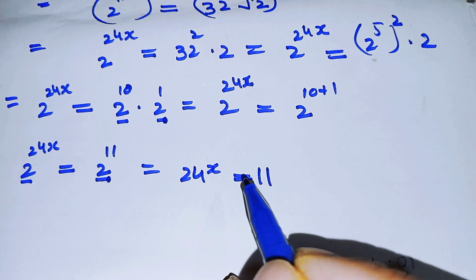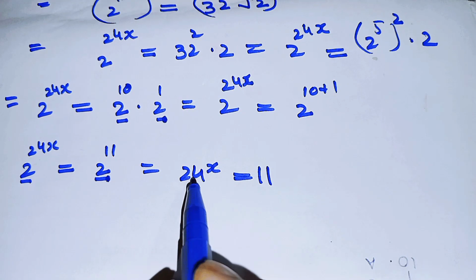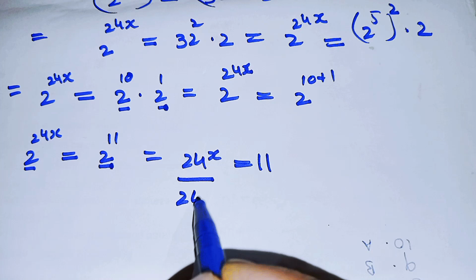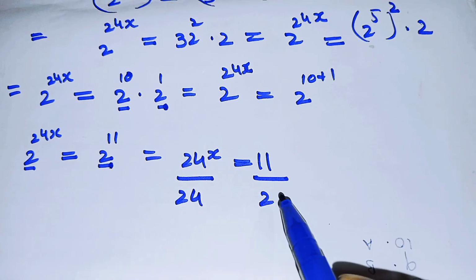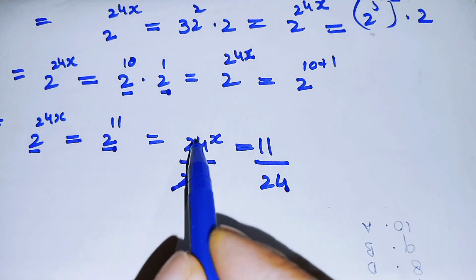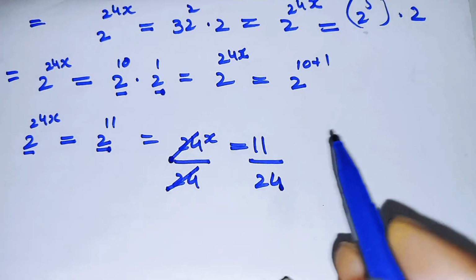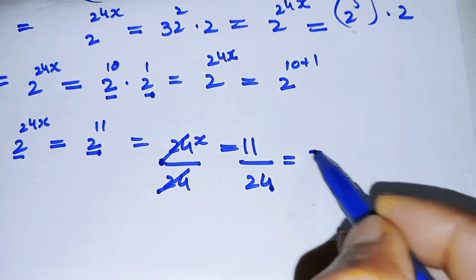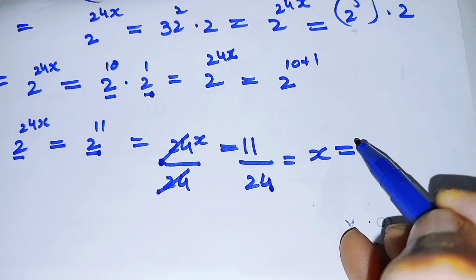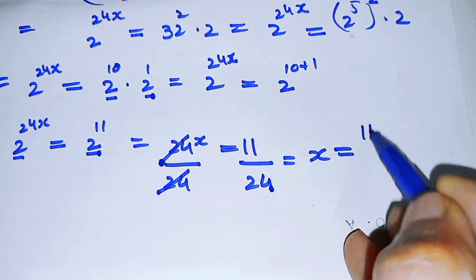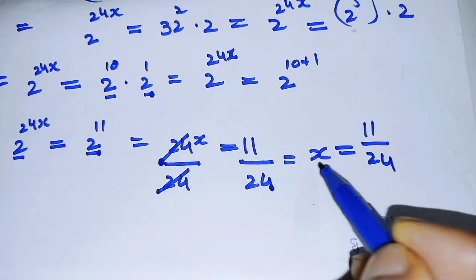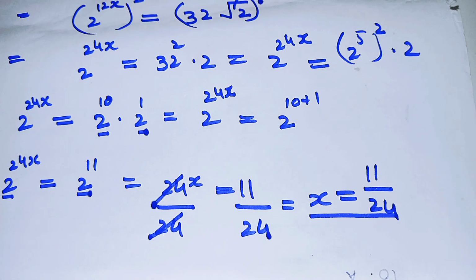Here we divide by 24 on both sides, so this 24 cancels with this 24, and remaining here x is equal to 11 over 24. Here it is, our final answer.